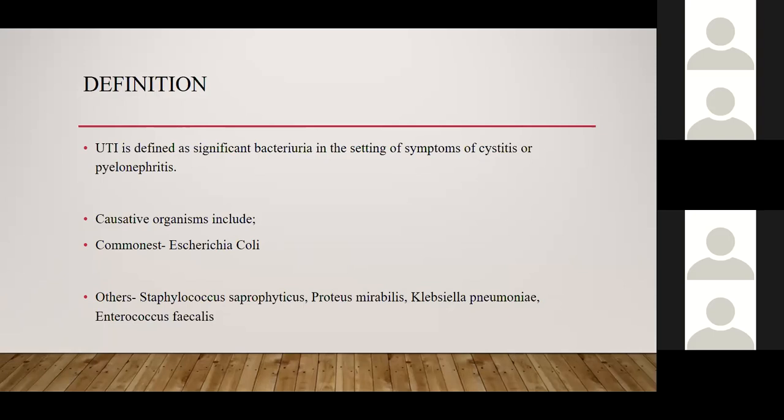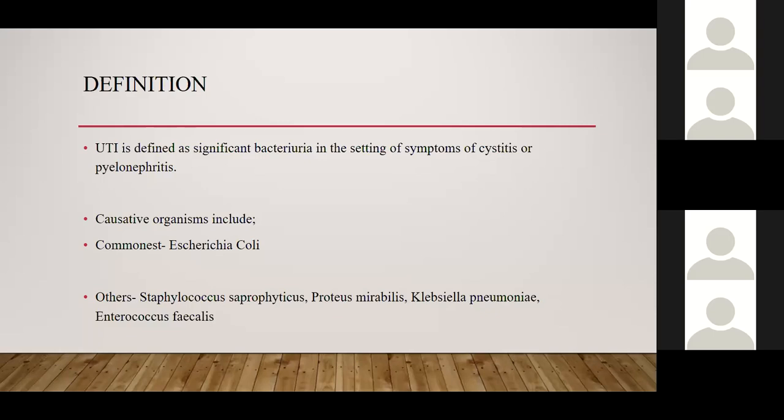So if a patient has significant bacteria in the urine, and in that setting, the patient is having symptoms which is directed towards what we call a cystitis or inflammation of the bladder, or a pyelonephritis, which is an inflammation of the renal parenchyma and then the renal pelvis, what we call pyelonephritis. Then we say that, okay, this patient has a UTI.